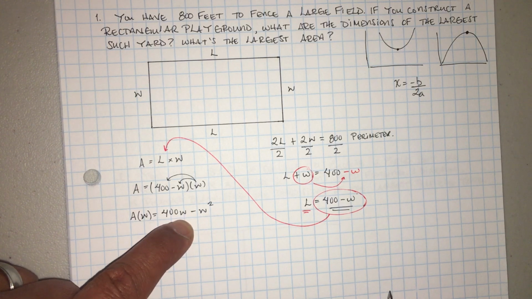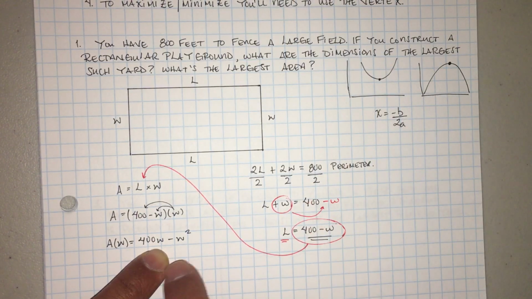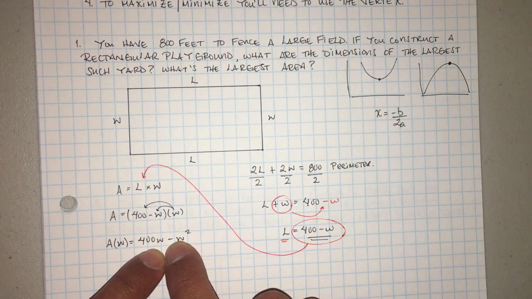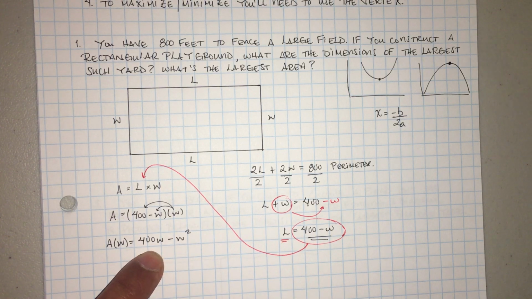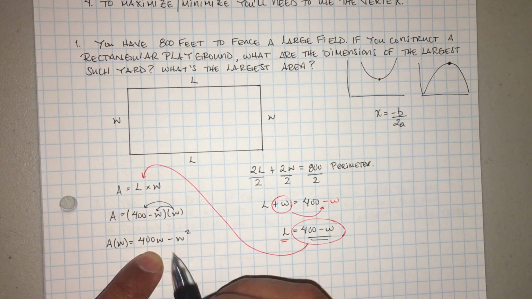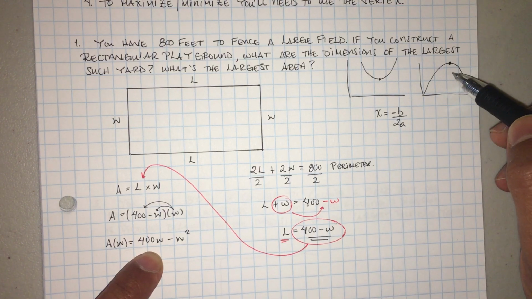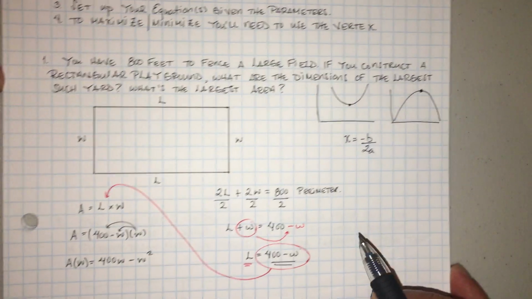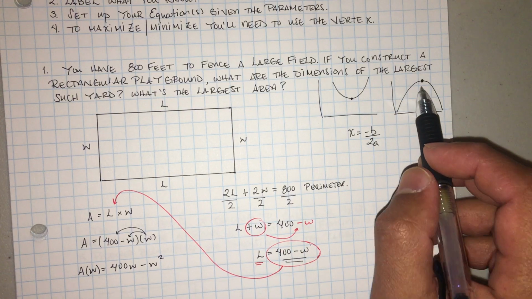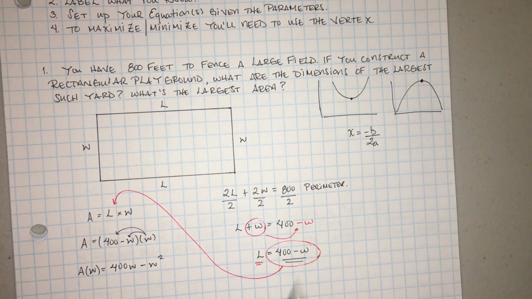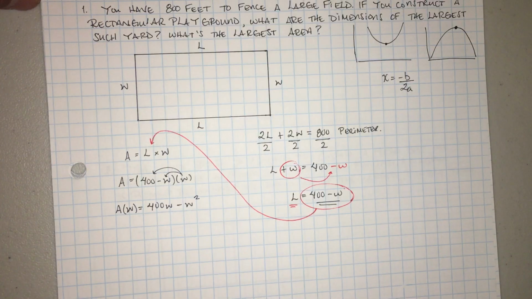And what shape is this? Well, this is an upside down parabola because it has a negative in front of the W squared. Este es un parábola boca abajo. ¿Por qué? Porque tiene negativo enfrente. Now, if I want to maximize, si yo quiero agarrar lo máximo, tengo que agarrar este punto, la vértice. So in order to maximize it, I have to find the vertex.